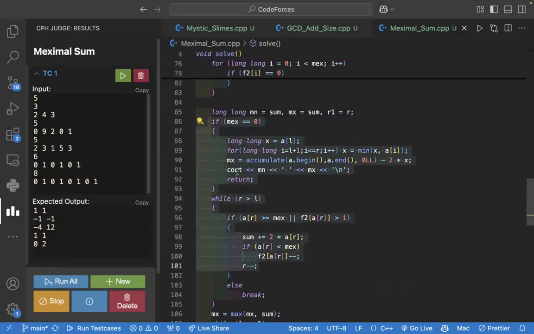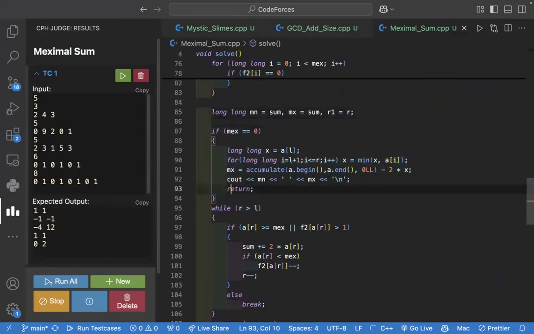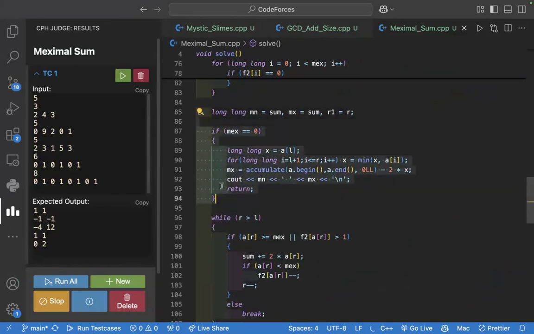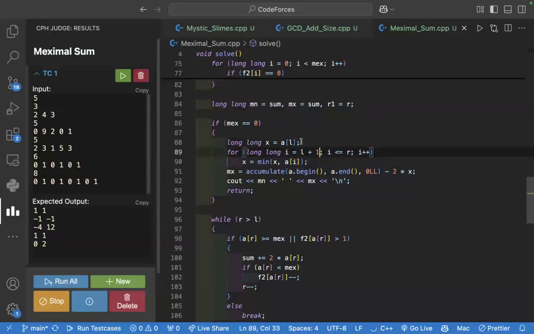Now this is where I handle the max equals to 0 case. This is the global case. If max is 0, then Mn is of course an answer, and I need to find Mx. How do I find Mx? Let me find the minimum value in the L to R range. So I have an X variable, and that X variable gets the minimum value in the L to R range. Then Mx becomes the accumulation of the array minus 2 times that value. Why? The accumulation of the array is the sum of the whole array, and X will be counted one time in the accumulation, so I remove that one time X and then one more time X.